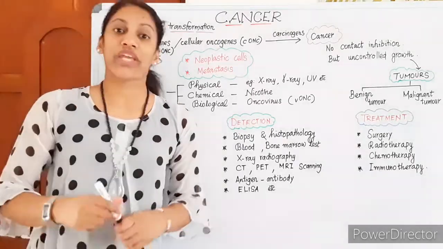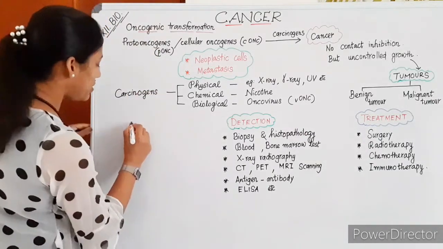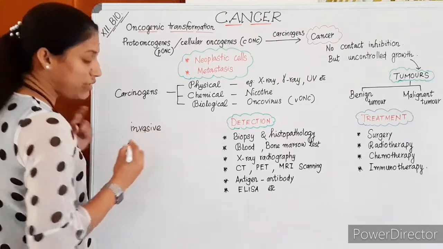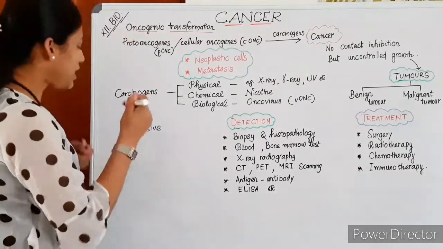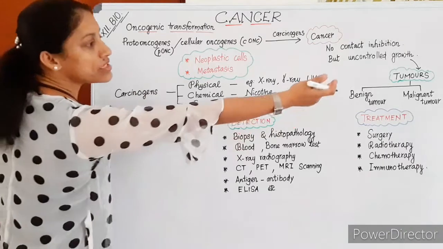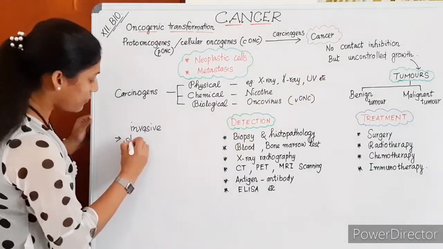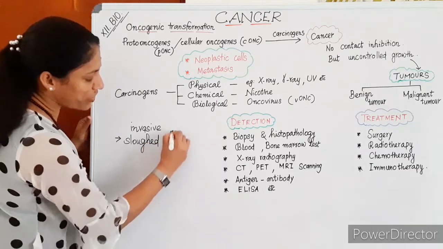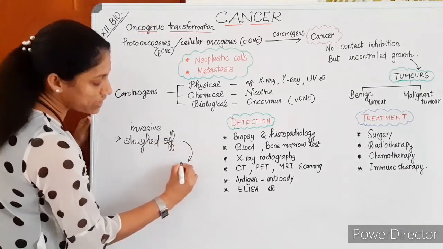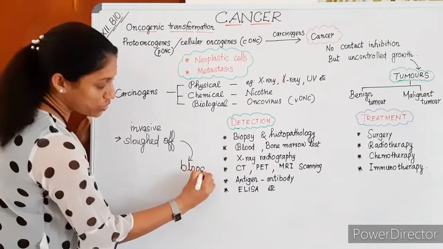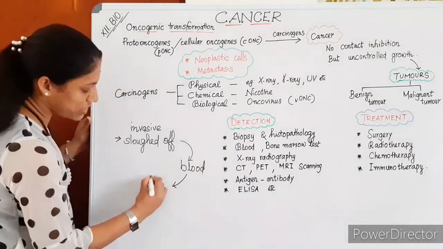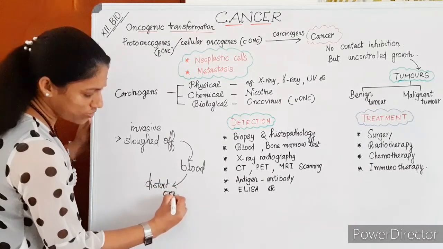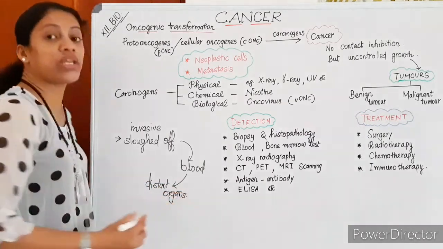Malignant tumor. So we can say a malignant tumor is invasive in nature. It shows invasion to other organs. Some of the malignant tumor cells may be sloughed off from the original tumor and reach the blood. Through blood, they can be transported even to very distant organs, so almost different parts of the body can be infected.